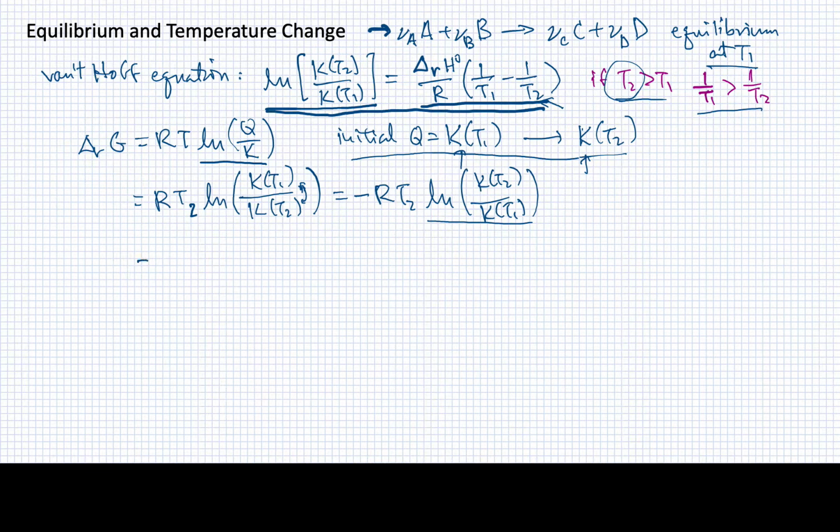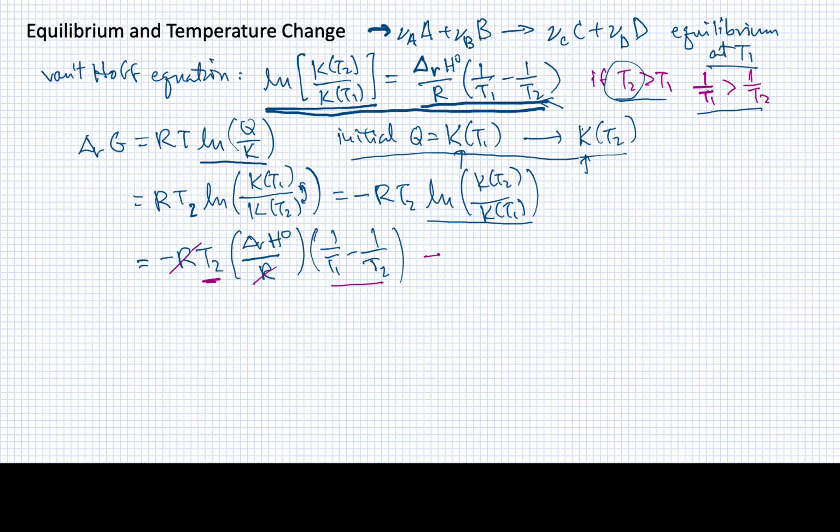So in other words, this whole thing is going to be negative RT2. And now I'm just going to make that direct substitution. I'm going to have delta H0 over R, and 1 over T1 minus 1 over T2. Okay, now when I go through and do this multiplication, these factors of R are going to cancel each other. And I'm going to bring this factor of T2 in here. So I'll end up with an equation that looks something like this.